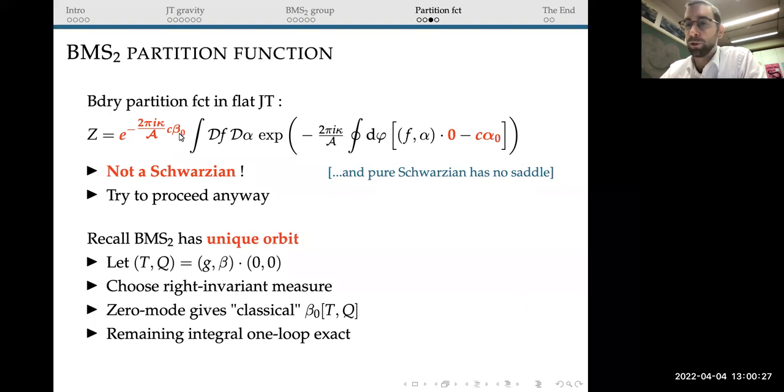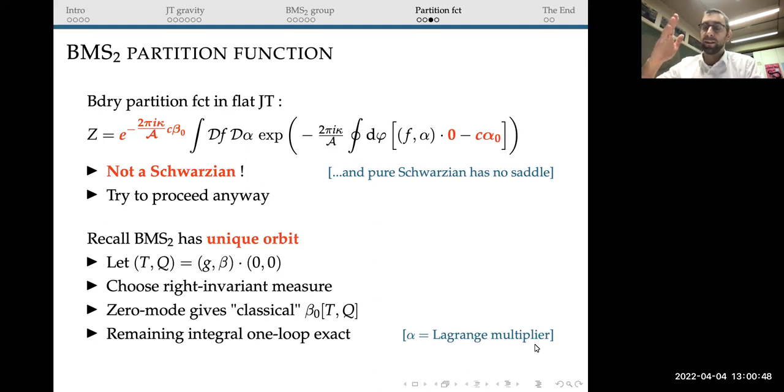This is something we can compute. The beta naught is an ugly but explicit functional of T and Q. You can compute it and plug it here, and then you're left with this one loop integral. And the reason that the integral is one loop exact is in the end very simple. It has to do with the fact that this alpha field appears linearly and in the end acts like a Lagrange multiplier. In the end, you just have to integrate a Dirac delta function on the orbit, and compute a functional determinant at the point where the delta function localizes.